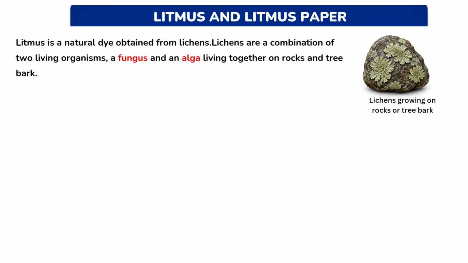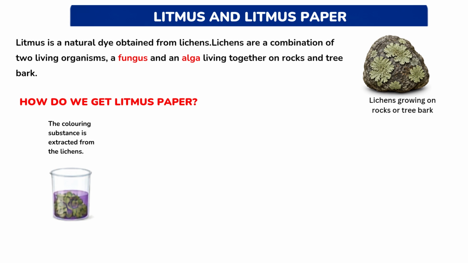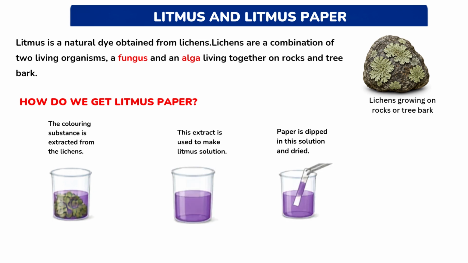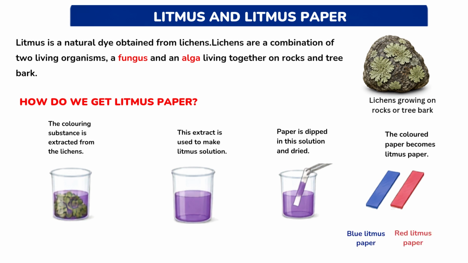And to get litmus paper, there are many steps. First of all, the coloring substance is extracted from the lichens. This extract is used to make the litmus solution. Paper is dipped in the solution and dried. The colored paper becomes litmus paper. And there are two types of litmus paper: blue litmus paper and red litmus paper.